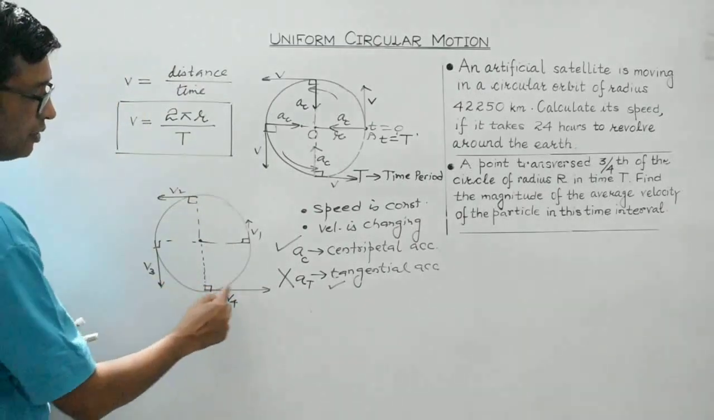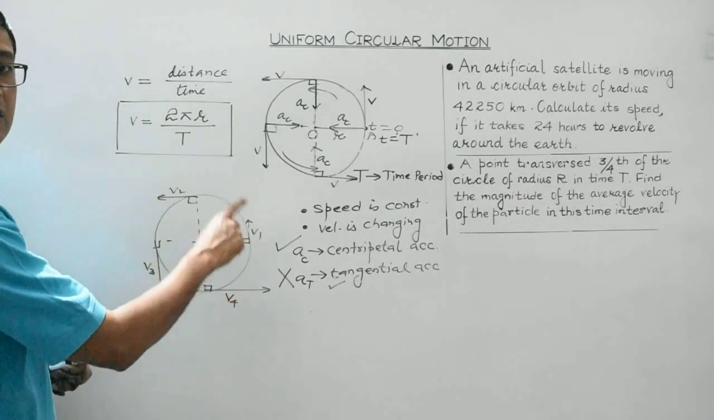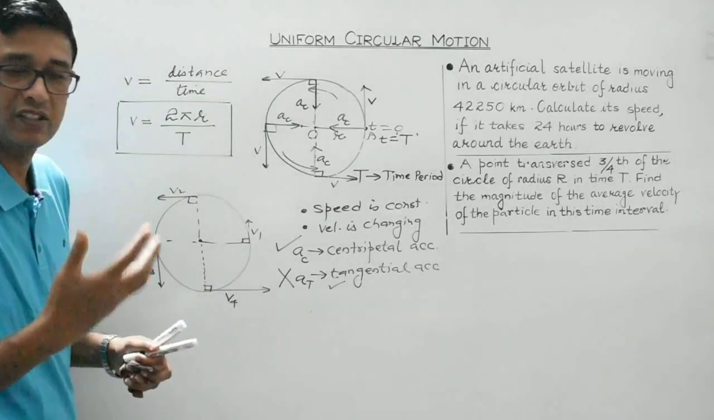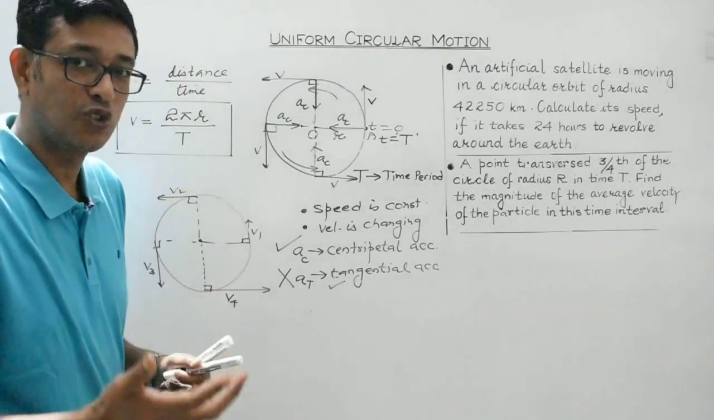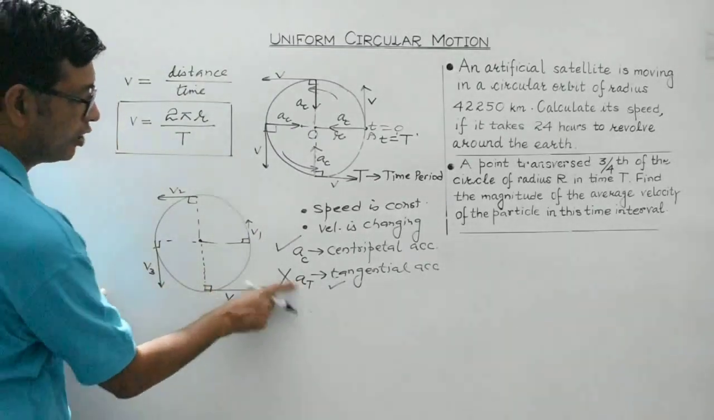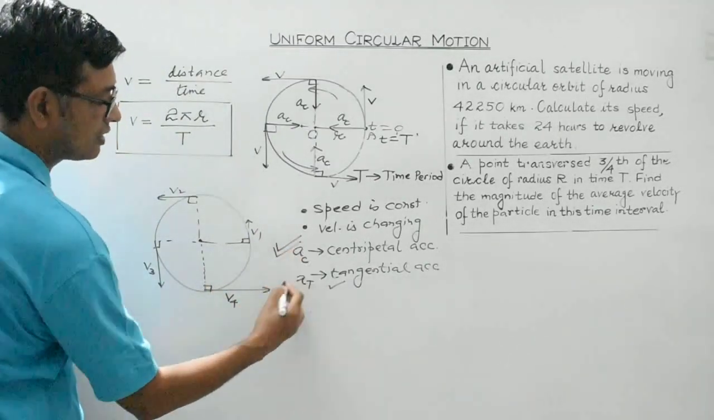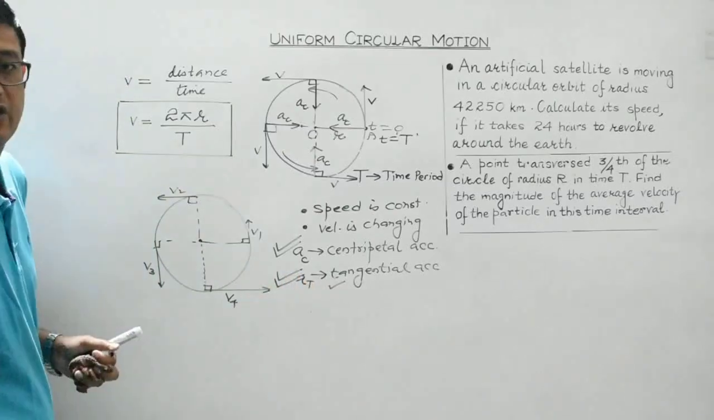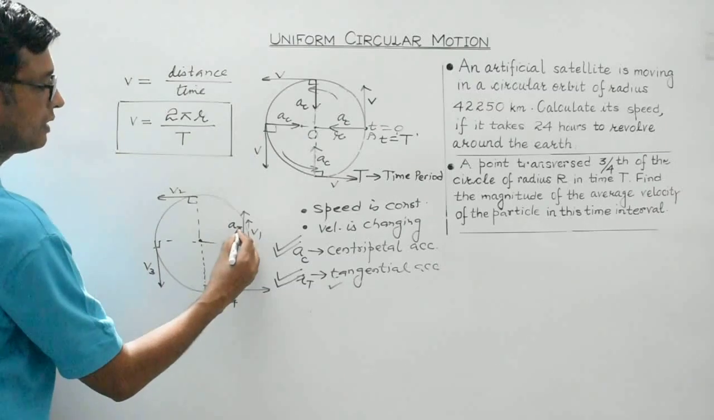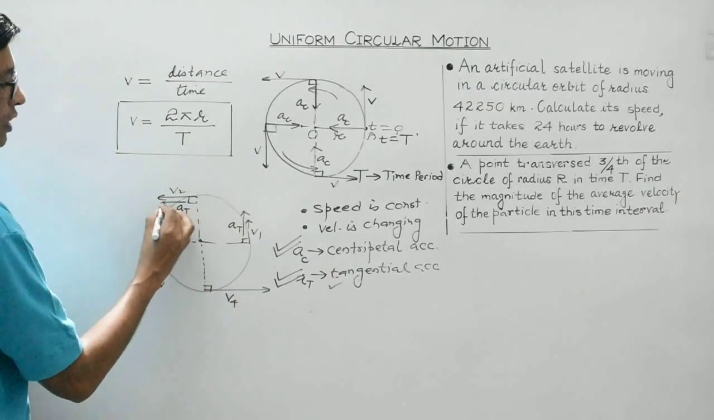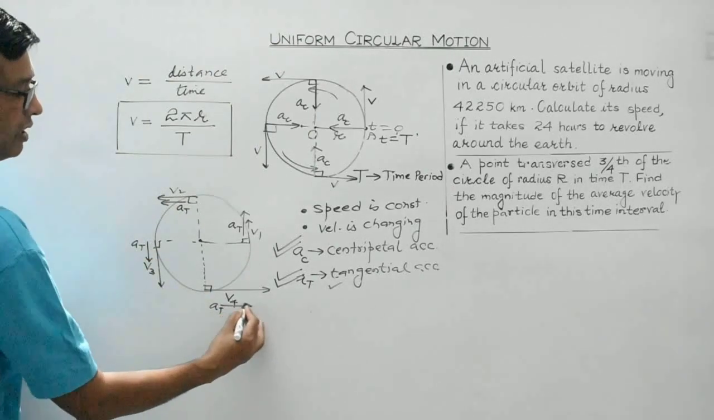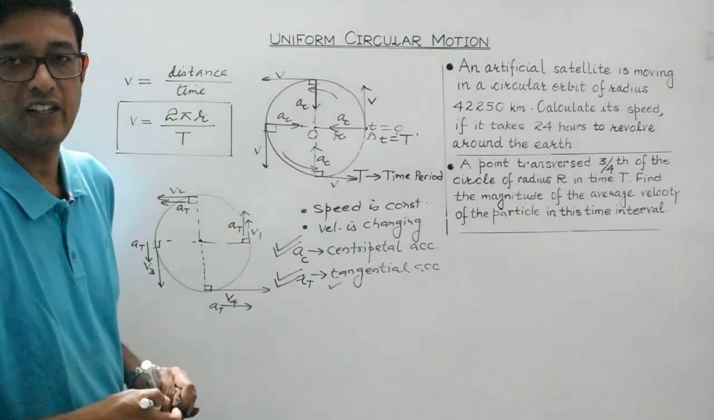In this case, if the body follows a circular path with varying speed, following a circular path means its direction of motion changes, and varying speed means the magnitude of velocity also changes. In that case, it will possess both centripetal acceleration as well as tangential acceleration. The direction of tangential acceleration is along this direction. This will be the tangential acceleration. That is, it will act tangentially, perpendicular to the radius.